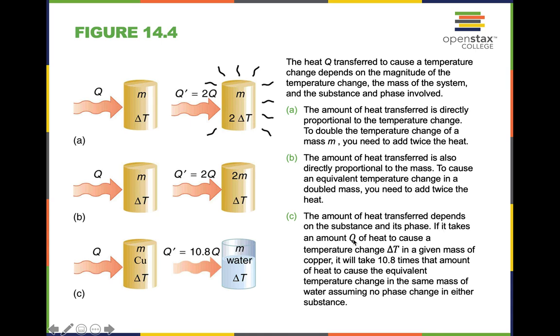If it takes an amount Q of heat to cause a temperature change delta T in a given mass of copper, it will take 10.8 times that amount of heat to cause the equivalent temperature change in the same mass of water, assuming no phase change in either substance. So here we're adding heat to this copper, and if we're trying to add the same amount of heat to the water, we'd have to have this variable here because the specific heat for water is different from the specific heat of copper. So even though the masses might be the same and the temperature change might be the same, that specific heat will be different.